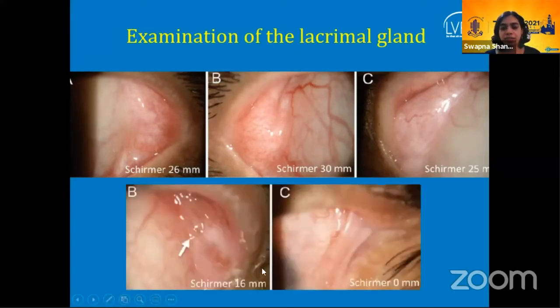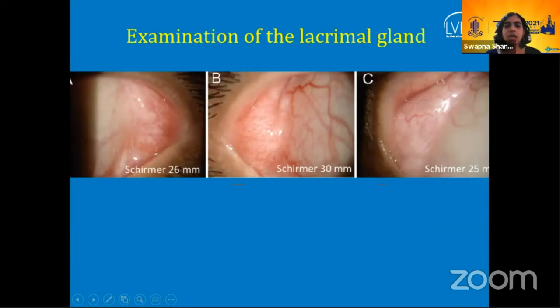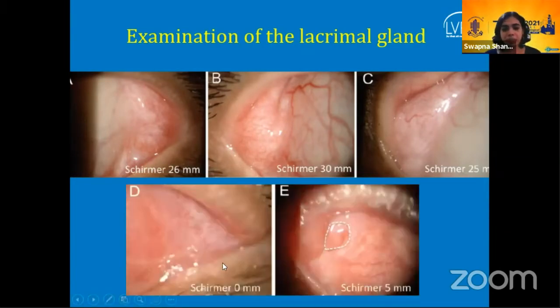However, these are cases of cicatricial dry eye, MMP, and SJS. You can see there is fibrosis here. The lacrimal gland is not pink, convex. And there is a synechia here in the area of the lacrimal gland, which corresponds to what the Schirmer's is in this eye. Again, complete fibrosis, cannot see the lacrimal gland clearly. Schirmer's is 0. Here, there is one normal area. The rest of the gland is fibrosed.